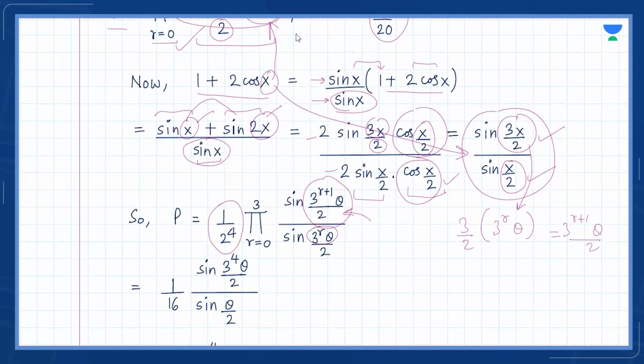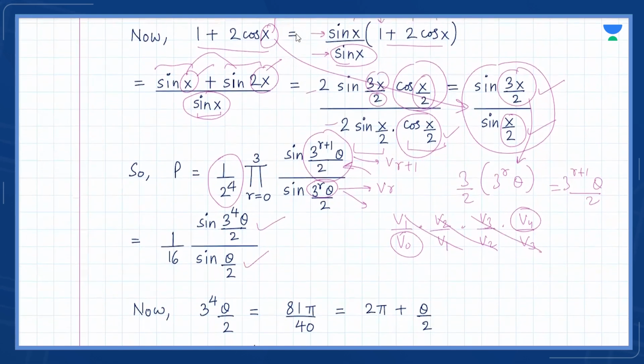Now it is very obvious that the product becomes telescopic. When you put r equal to 0, look, if you assume this is V_r, this is clearly going to be V_(r+1), right? So V1 upon V0, then you put r equal to 1, so we get V2 upon V1, then r equal to 2, V3 upon V2, and finally r equal to 3, V4 upon V3. So cancellations we are easily able to observe, and we are going to get V4 upon V0. V0 is obviously going to be sin(θ/2), and V4 will be this quantity.